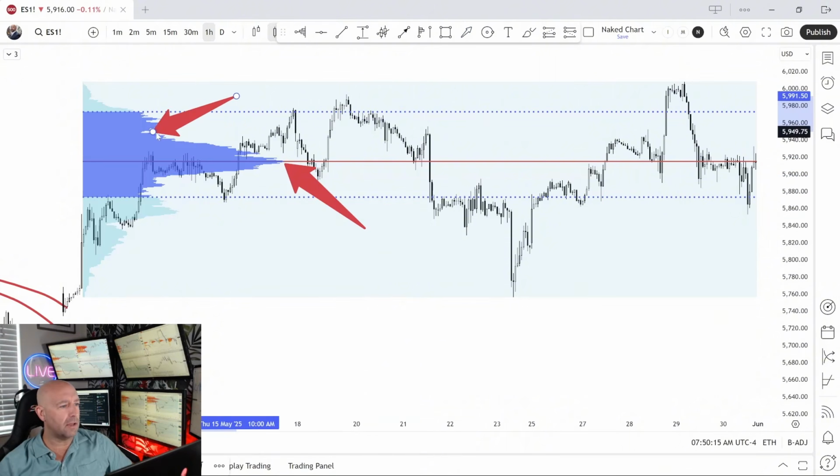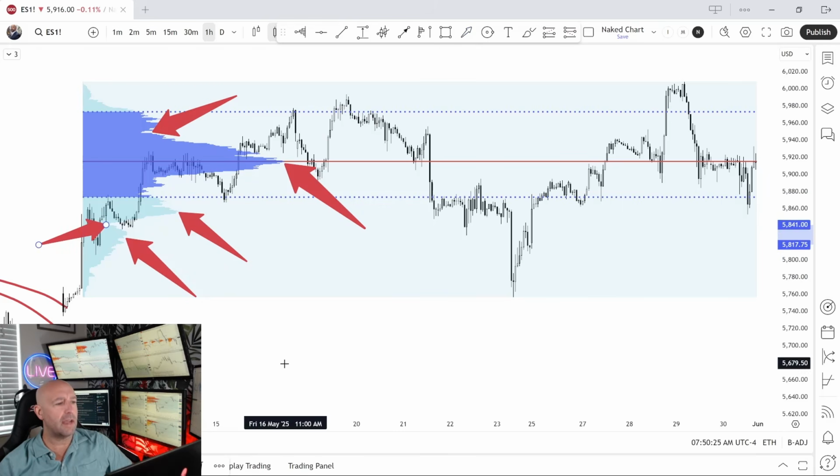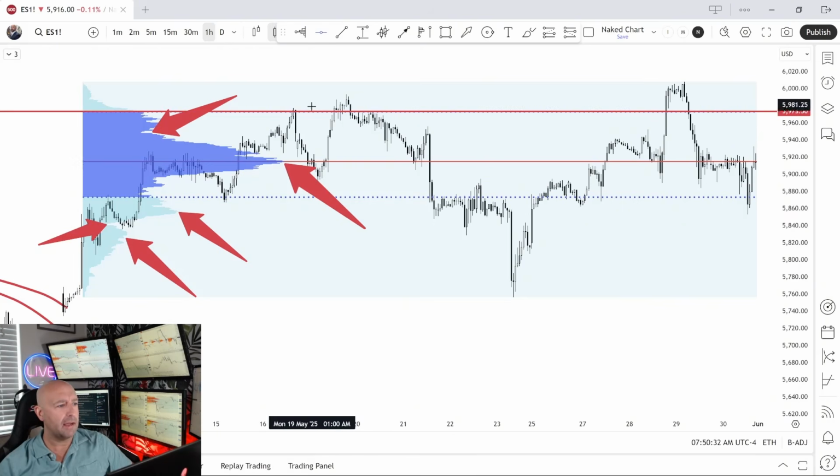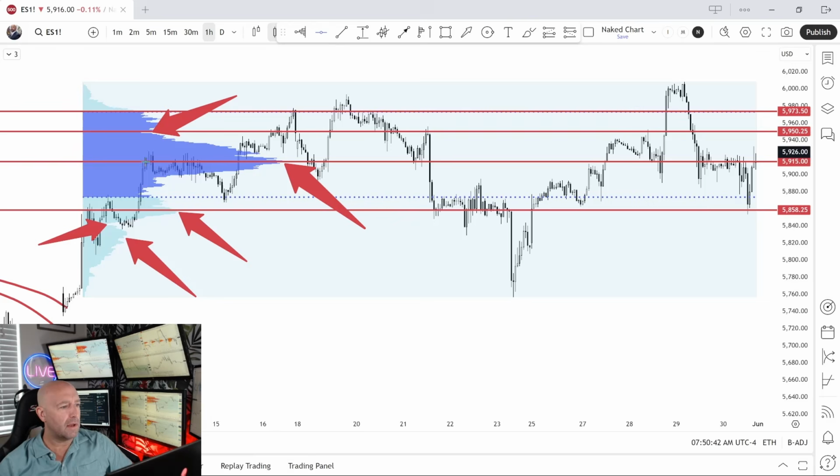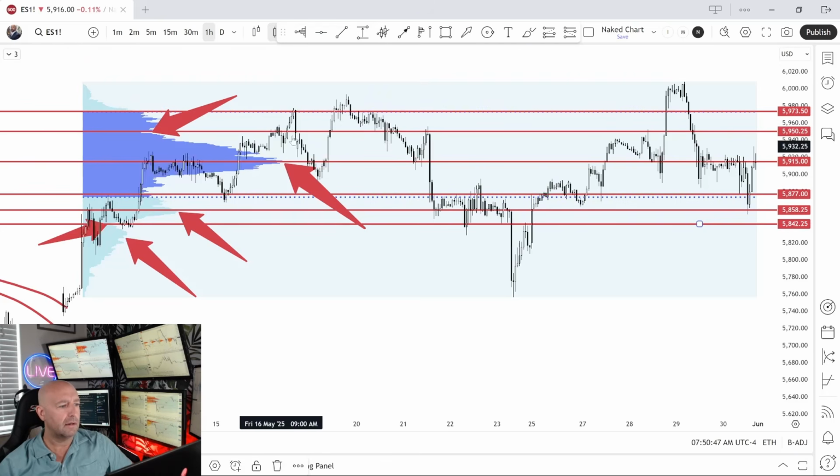We have low volume nodes. We have additional high volume node areas. And we have additional valleys. Each of these levels is significant. So what I'm going to do is take my tool here. I'm going to mark out the value area high. I'm going to mark out this low volume node. I'm going to mark out this point of control. I'm going to mark out this other high volume node. We have a low volume node right here. We have one right here. And we have a high volume node right here.